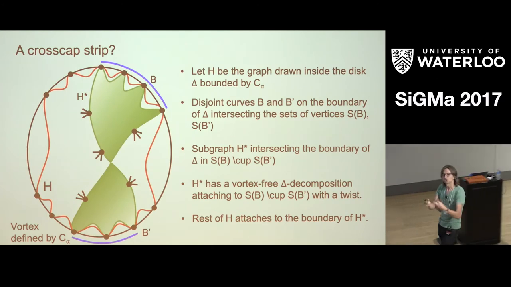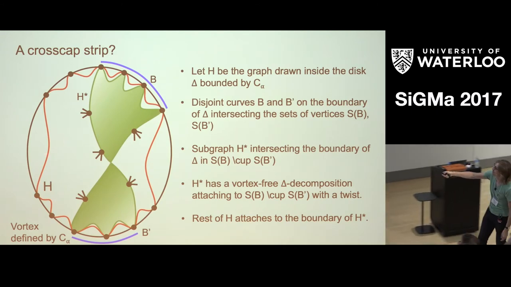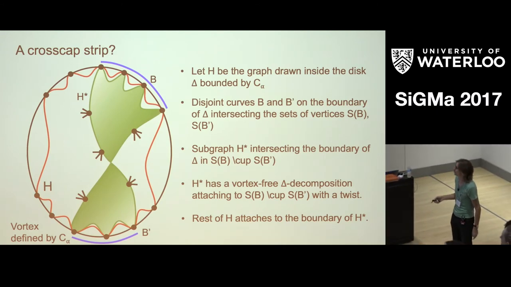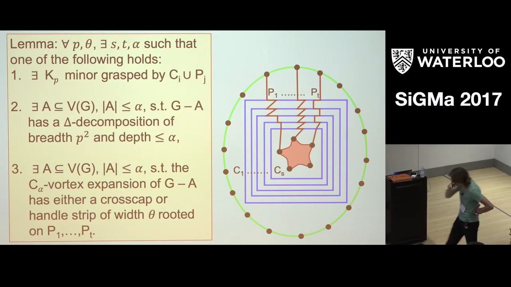Right. So it's a strip embedded in the disk with a twist, and it really is separated off from the rest of H. That is, the rest of H only attaches onto the boundary of that strip. Okay, so again, what we're saying here is that I have to cut out on a cycle here, and I can now glue a piece of the inside graph embedded with a strip into the middle.